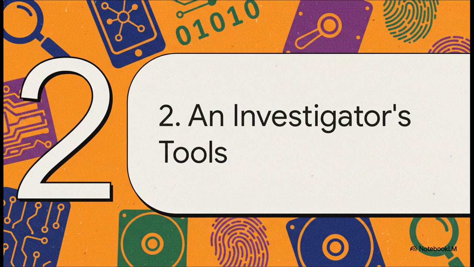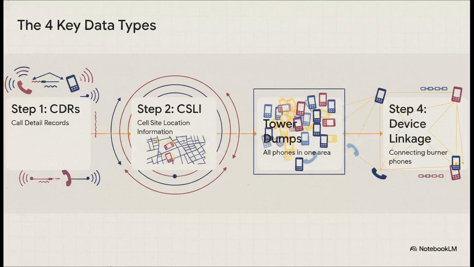All right, so imagine you're an investigator and you've just been handed a mountain of this raw data. It's overwhelming. Where do you even start? Well, it almost always boils down to 4 key tools. This is like the foundation of the entire digital forensics toolkit. So you've got call detail records, cell site location information, tower dumps, and something called device linkage. These are the absolute building blocks. Let's break them down one by one.